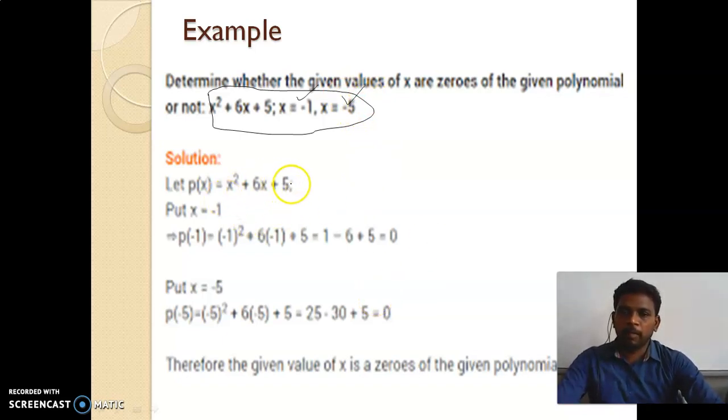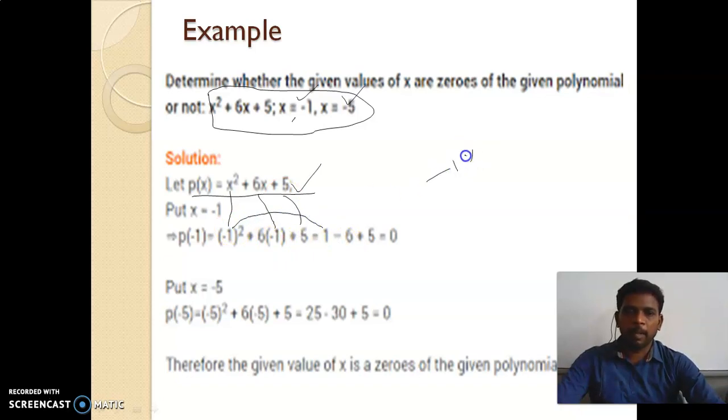I took the polynomial as p of x equal to x square plus 6x plus 5. Next I put x equal to minus 1: minus 1 whole square, plus 6 into minus 1, plus 5. Simplify this. Minus 1 square is nothing but 1, because we multiply minus 1 two times, as the power is 2: minus 1 into minus 1 is plus 1. Similarly, 6 into minus 1 is minus 6, plus 5. So 1 plus 5 is 6, minus 6, the answer is 0.